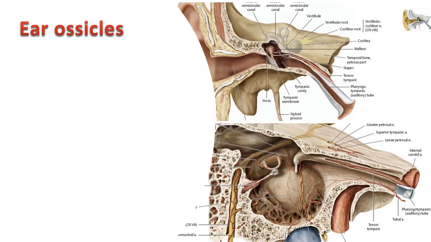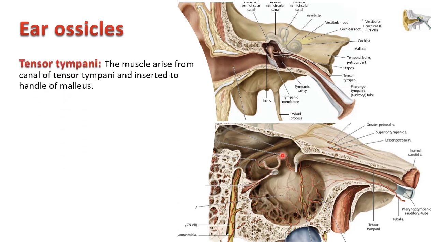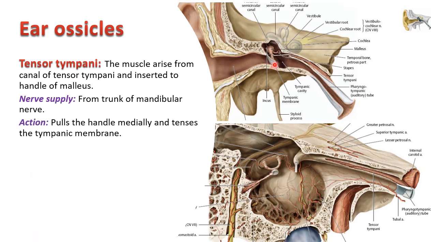Now there are two muscles which are present. One is the tensor tympani muscle, which you are able to see here. It passes through the canal for tensor tympani, then winds around the cochleariformis and gets inserted into the handle of malleus. It draws the handle of malleus medially, and it is supplied by a branch from the trunk of the mandibular nerve. So it draws the handle medially and thereby tenses the tympanic membrane.